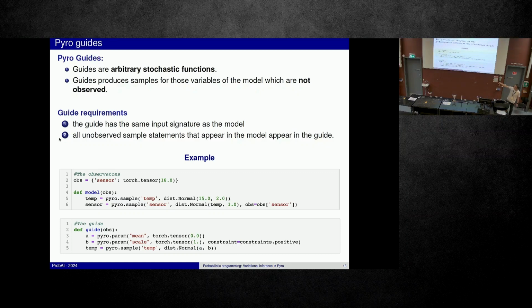So the guide needs to have the same names for the variables that are not observed. There should be a one-to-one match between the unobserved variables in the model and the sample statements that appear in the guide. It should also be so that they have the same signature. So the arguments that go into the model should also go into the guide, even though the guide may not be using them. That's just something to remember. But that's the only constraints that we have here.